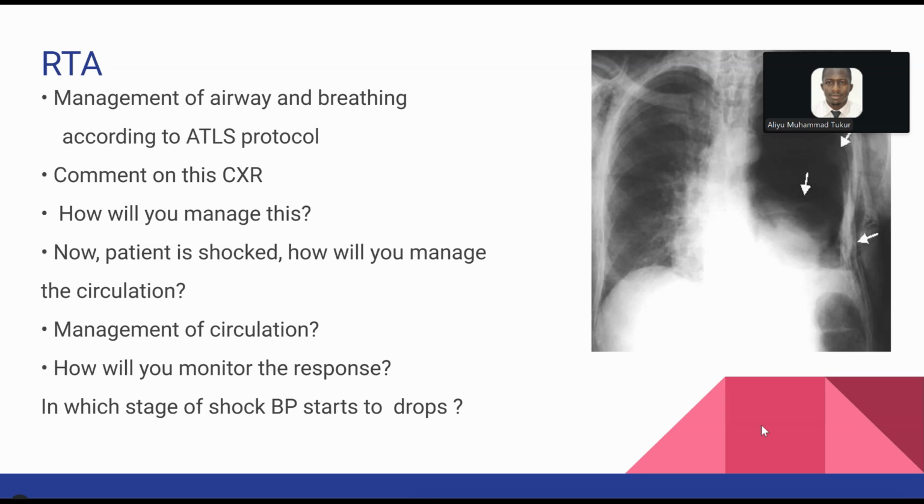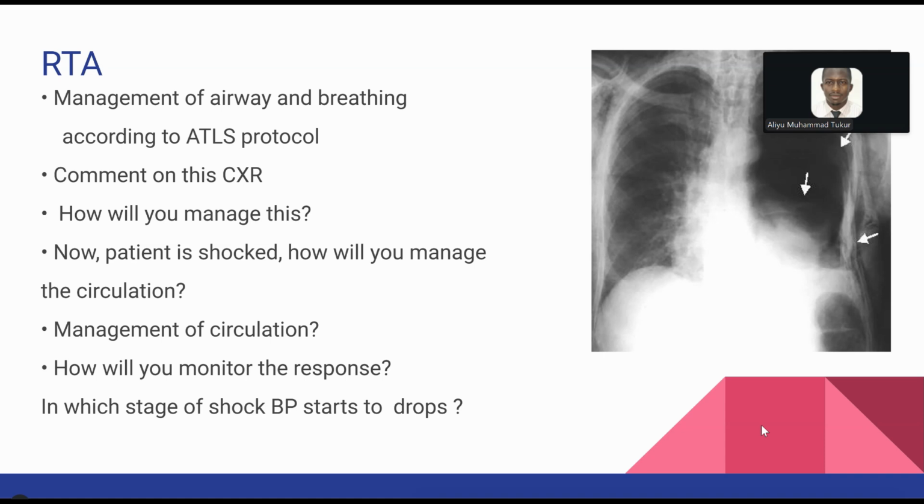Okay, management of airway and breathing according to ATLS protocol starts by inspection. When a patient comes with a trauma, polytrauma, one will inspect. First thing is to call for help, and then to speak to the patient. When the patient responds, when the patient talks back, it's an indication that the airway is clear. However, if the patient cannot respond, one should listen to the breath sounds.